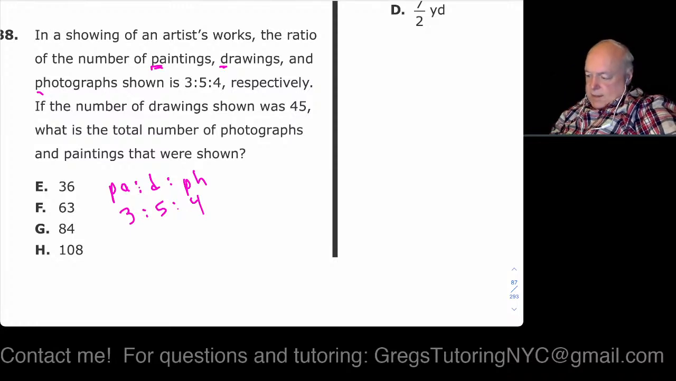It says if the number of drawings was 45, so they're telling us we know that, what is the total number of photographs? Well, since they're in ratio, we notice that this is 9 times more, times 9. 9 times 5 is 45. Again, they give us the respective ratios. The drawings, the center one, is 45. So we're looking for a multiple at that point.